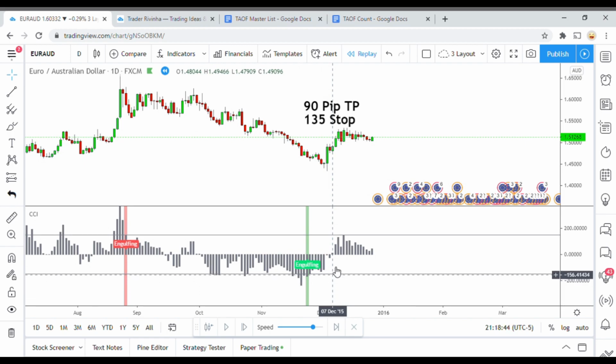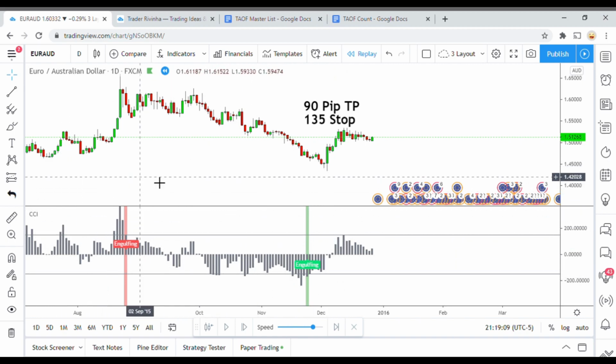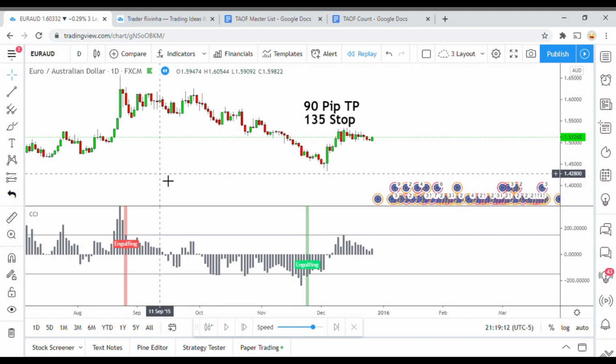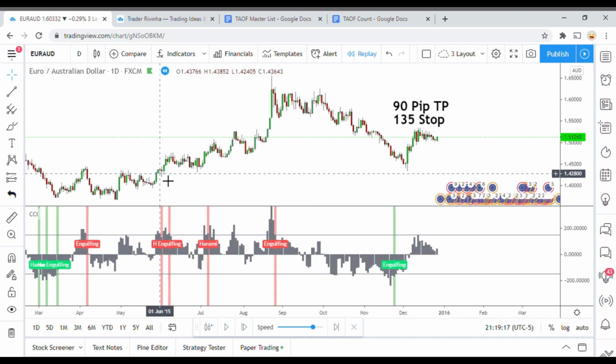Basically, we have a histogram style indicator. It is pivoting around a zero line. We have areas of kind of overbought and oversold. And it's similar to like an RSI, basically.